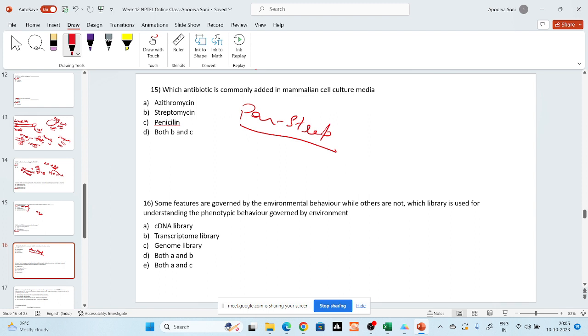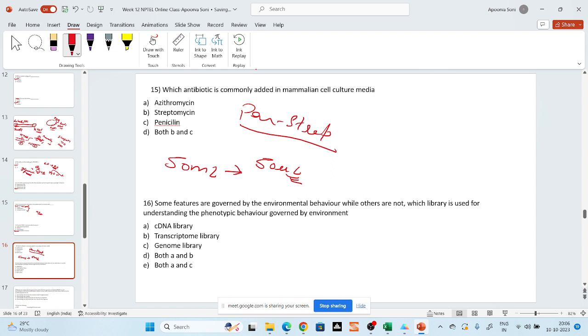They are also used because when you are adding your pen-strep, you just have to add very little of it. If you have a vial, that vial can be used for a very long time, so it is economical also. Suppose I am making 50 ml media, in that 50 ml media I need to add only 50 microliters. So very little. That is why pen-strep is mostly used.